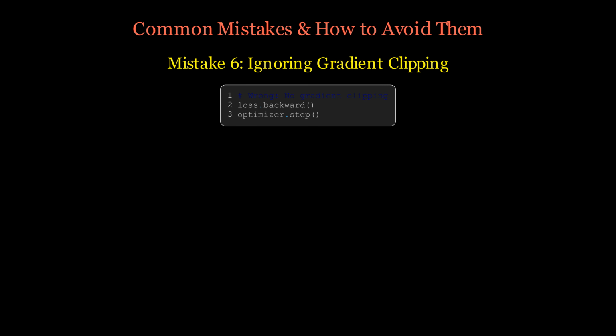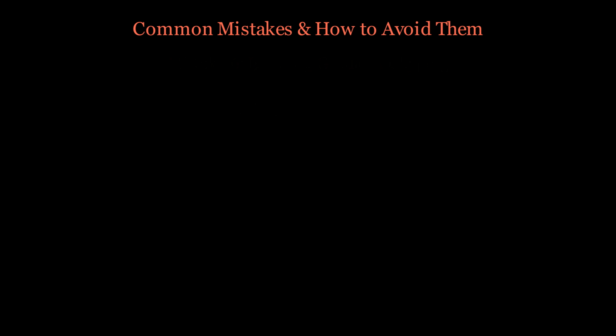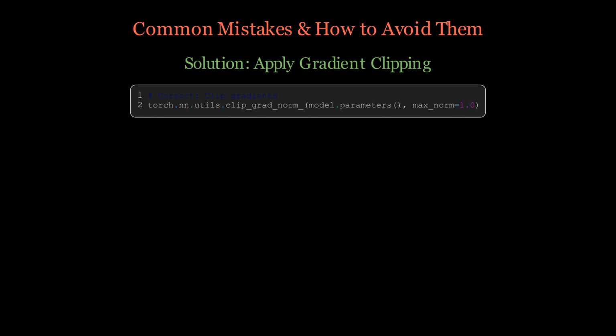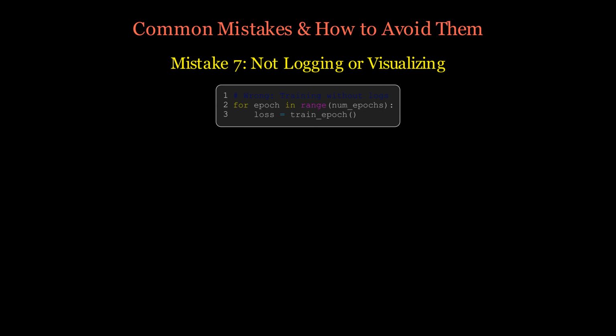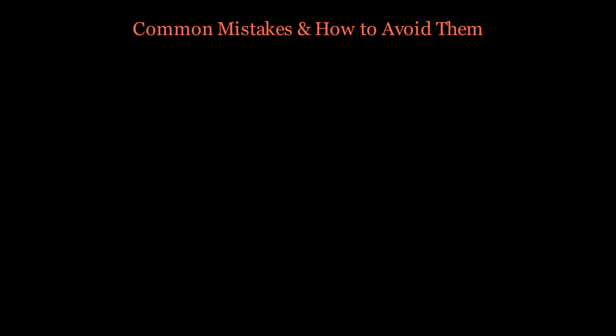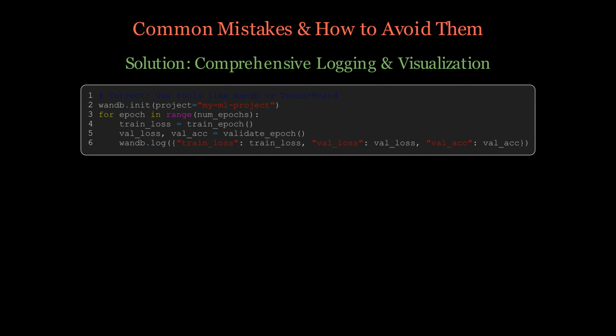Mistake 6. Ignoring gradient clipping when using high learning rates. This can lead to exploding gradients. The solution. Apply gradient clipping. This prevents gradients from exploding and stabilizes training. Mistake 7. Training without logging or visualization. This leaves you blind to model performance. The solution. Use logging and visualization tools such as Weights and Biases or TensorBoard. They give real-time insight into your model's behavior.